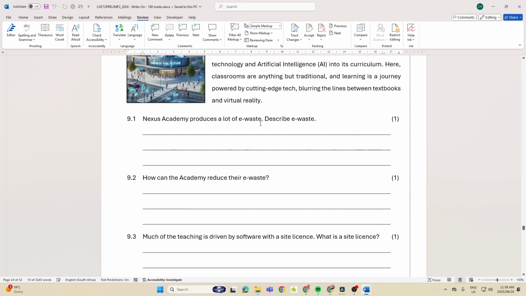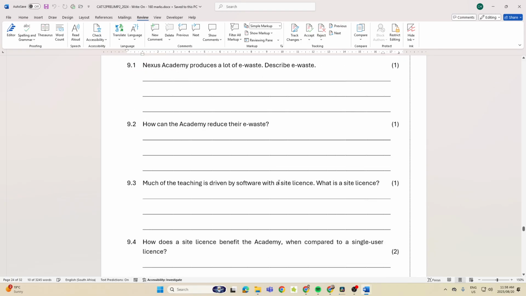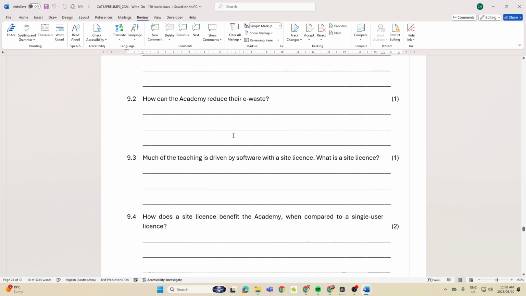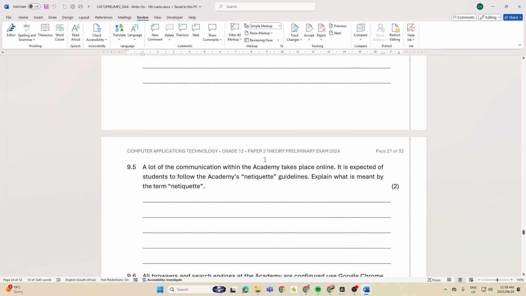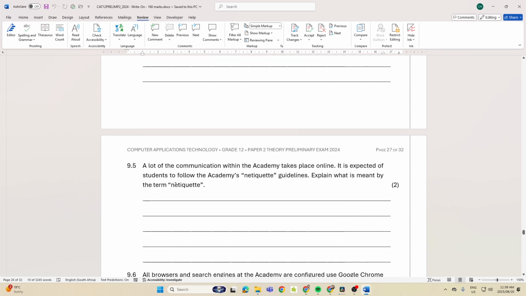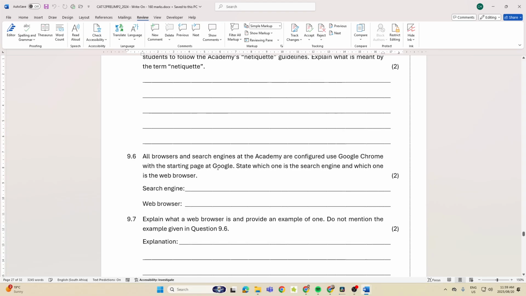What is e-waste? How can you reduce e-waste? What is the difference between a single user license and a site license? Grade 10 work. I just mentioned that there's single user license. Okay. So netiquette. Grade 12. This is grade 10 theory work. And at the time of recording, I've got grade 12 sitting in front of me here, completing their PAT. So they're listening to me emphasize grade 10 theory work.